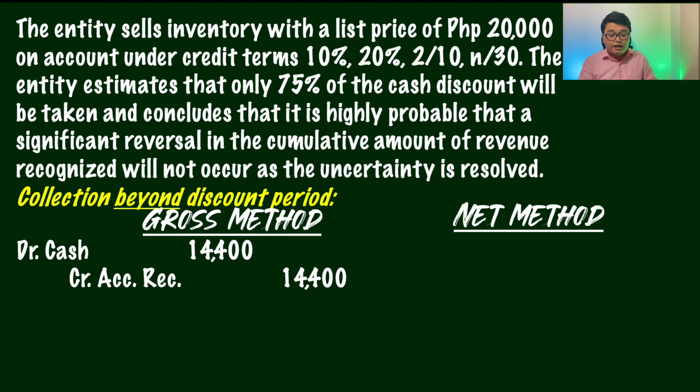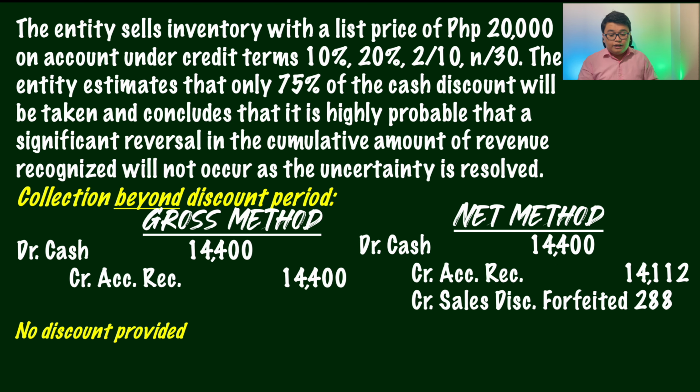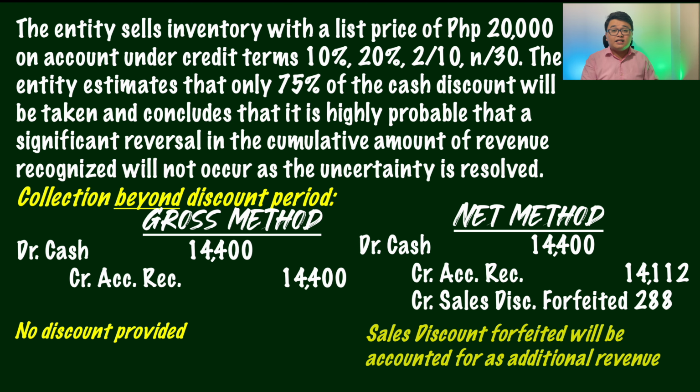On the other hand, for the net method, we need to reverse the sales discount that was initially deducted from the date of sale. Therefore, the entry for the net method would be a debit to cash. Take note that the cash received is at invoice price, credit to accounts receivable at invoice price minus sales discount, and we will credit an additional revenue under the account title Sales Discount Forfeited for 288 pesos. Sales discount forfeited will be accounted for as additional revenue.